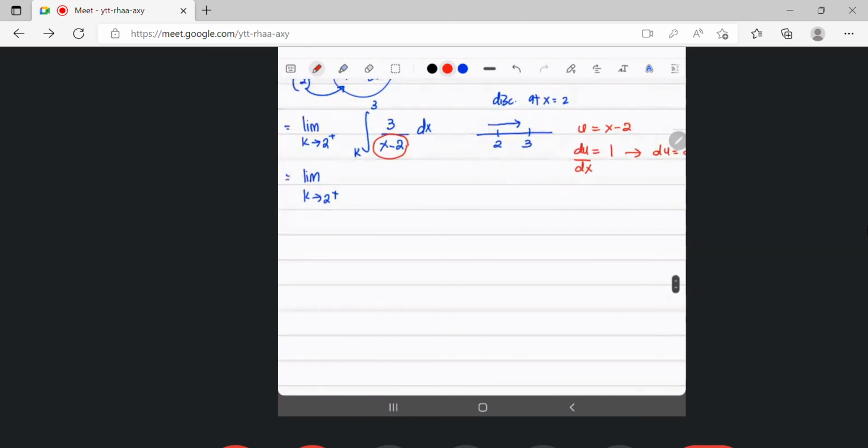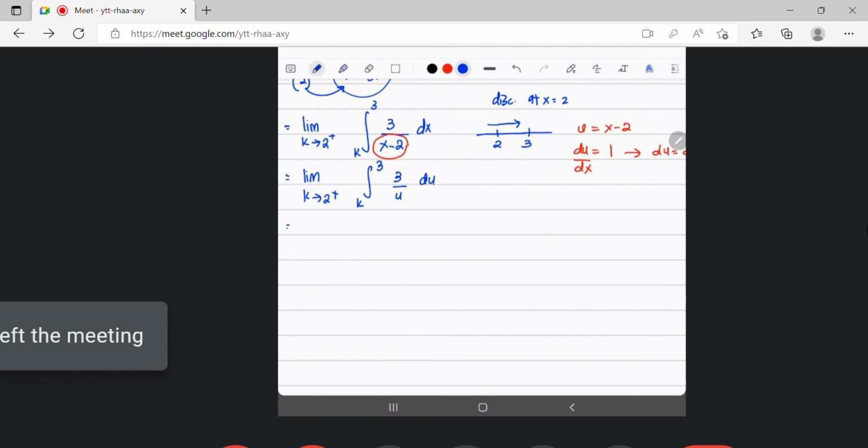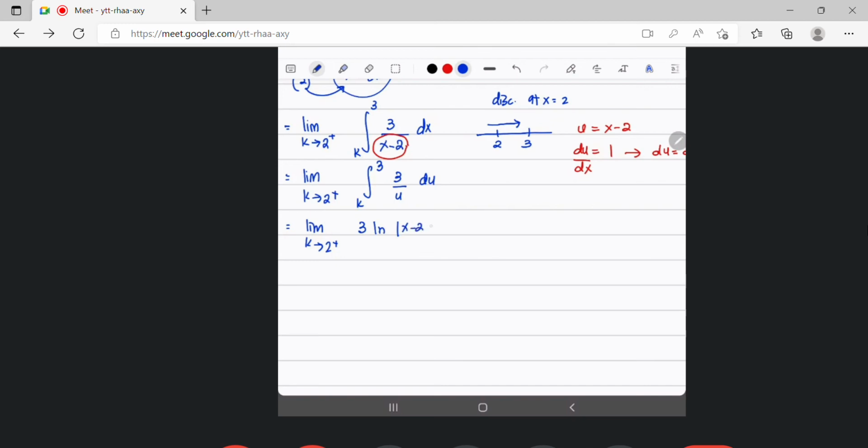Okay. Dapat yang ini masukkan dalam kita punya soalan. So K to 3, 3 over u du. So the next one, we just need to solve for the integration. So 3 ln u. Okay, u kita adalah apa? x minus 2. So from K to 3.